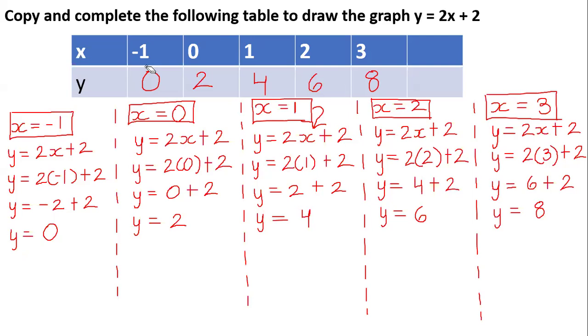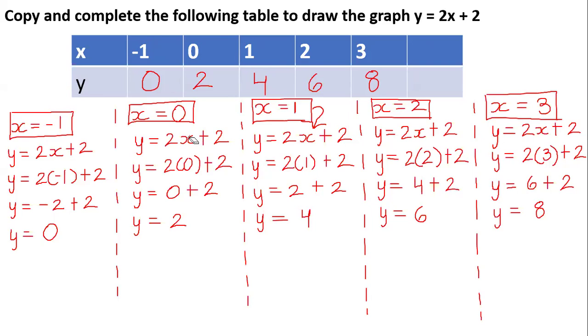So what we did is, as you can see, this is -1, this is 0, this is 1, this is 2, this is 3. These numbers were given, but we had to figure out the ones at the bottom. So we substituted. Wherever we see x, we put -1. We're using the same graph, y is equal to 2x plus 2. So wherever we see x, we put -1. We have 2 times -1, which gives us -2 plus 2, which is 0.